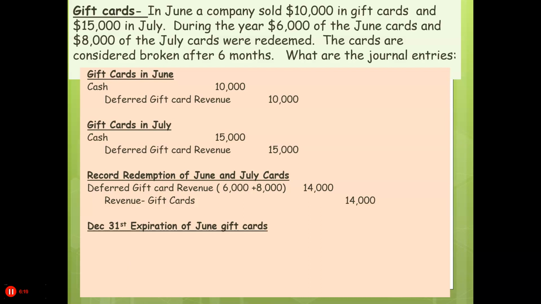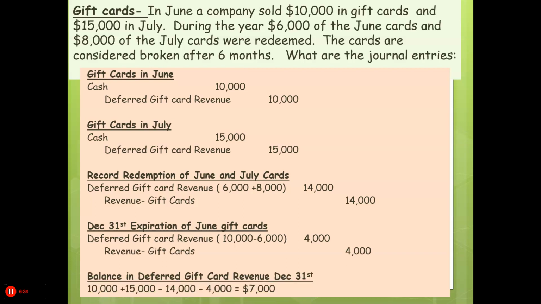The December 31st expiration of the June gift cards would be $4,000, which is the $10,000 we sold minus the $6,000 that were redeemed. So that would be that journal entry, and then the balance in the account would be $7,000.